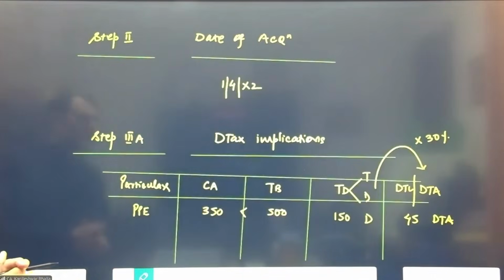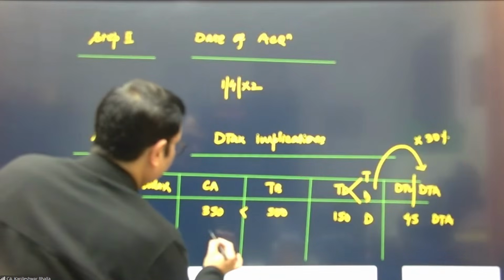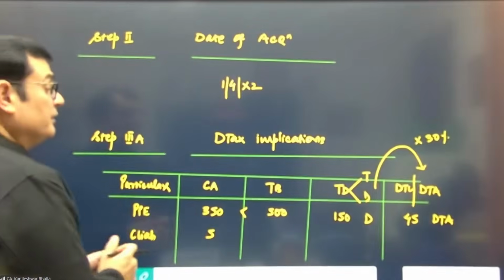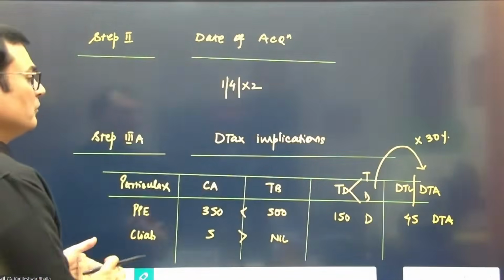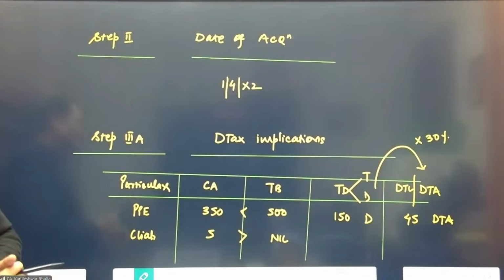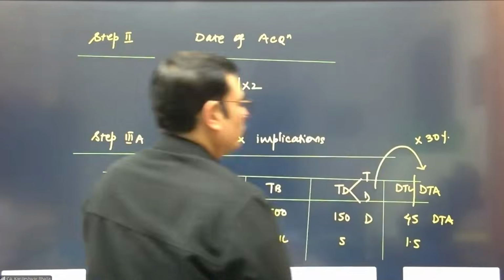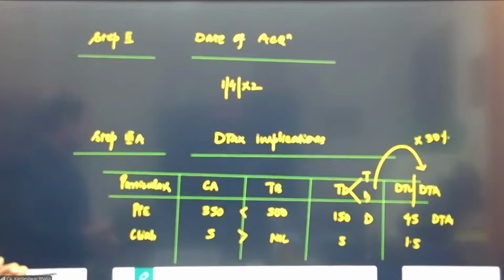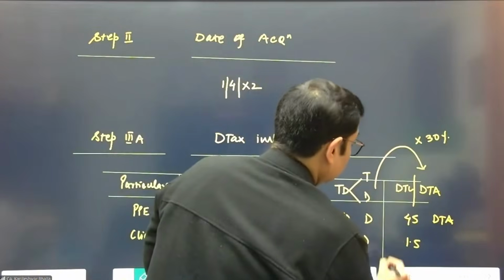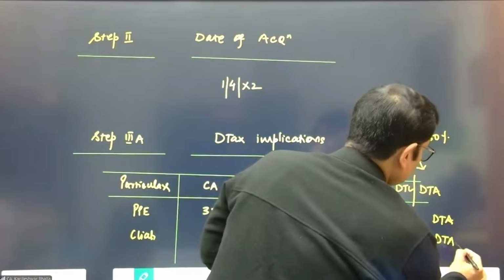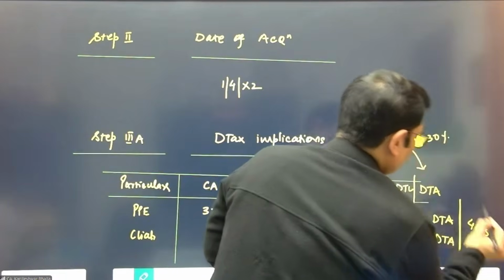Then the next item we have is the contingent liability. It has a fair value of 5 lakhs, but there is no tax base. In this case, the carrying amount is more. So does this lead to a DTA or a DTL? 30% would mean 1.5. So is it taxable or deductible in nature? It's a liability, so deductible. That's right. It's again deductible, so this will also lead to a DTA. So we can say the total DTA is 46.5.